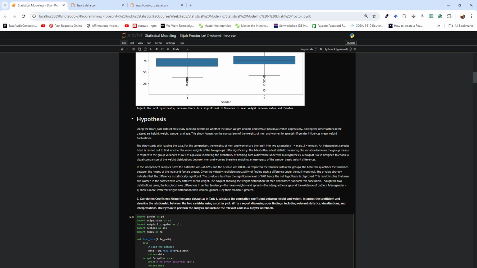Our t-test results show a t-statistic of negative 41.62 and a p-value of 0, which indicates a very significant difference between the weights of men and women. Our box plot also supports this by showing distinct differences in the weight distributions between the 2 genders, with men generally having higher or more varied weights than women. And so we conclude that men and women in this data set have significantly different average weights.